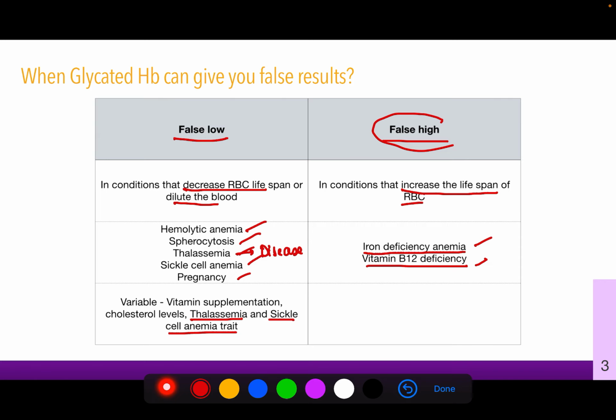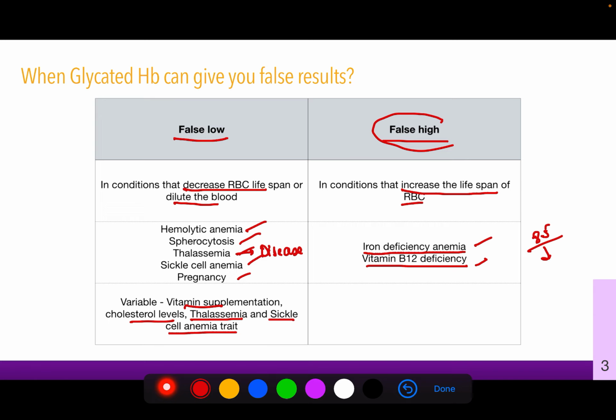On the contrary, if the patient has iron deficiency anemia and the patient is diabetic and his HbA1c is showing 8.5, you should always remember that it is slightly higher than what was expected. Okay. Then vitamin supplementation, cholesterol levels, thalassemia, sickle cell anemia trait, it can be high or low. They vary. You cannot tell.